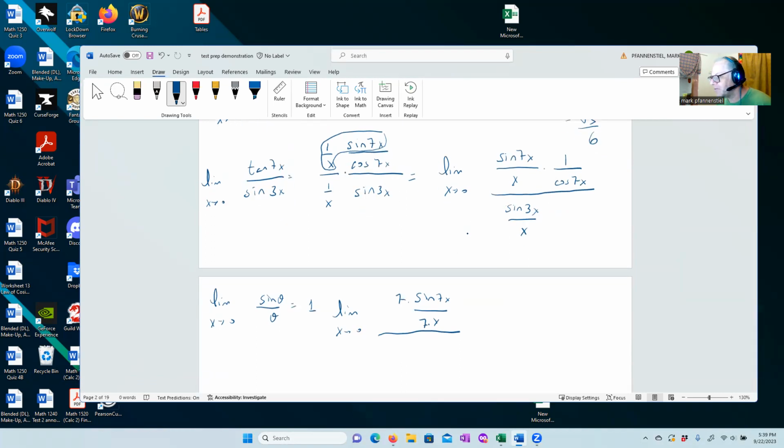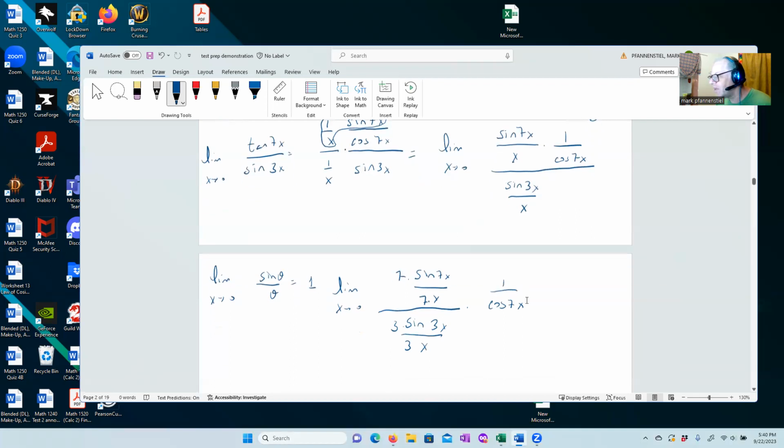On the bottom, the same thing. We've got sine 3x over x, and what I'm doing is multiplying by a 3 divided by a 3. And this 1 over cosine of 7x: the thing about cosine is that cosine of 0 is 1. So this is a safe term. We don't have to worry about this cosine term at all.